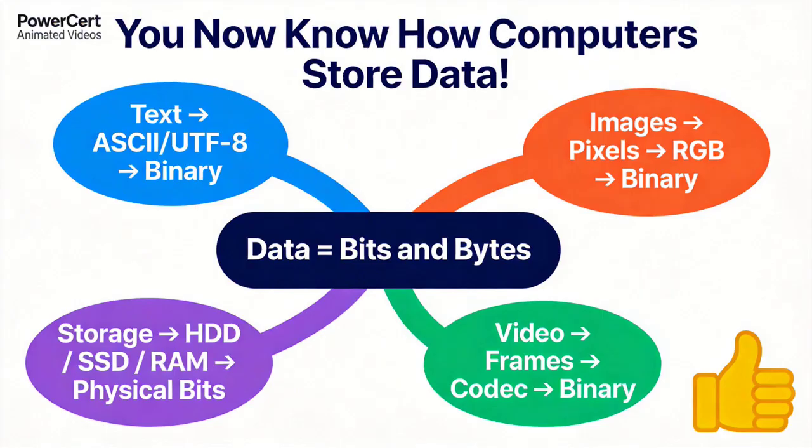Text gets encoded with systems like ASCII and UTF-8, turning every character into a unique binary number. Images are grids of pixels, each with RGB color values stored as bytes. Videos are sequences of compressed image frames using clever codecs to slash file sizes. And all of it lives physically as magnetic poles, trapped electrons, or electrical charges on hardware. Computers are just incredibly fast and efficient at manipulating these tiny states of on and off.